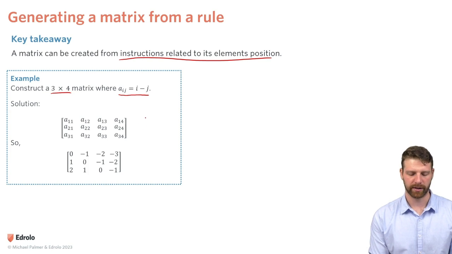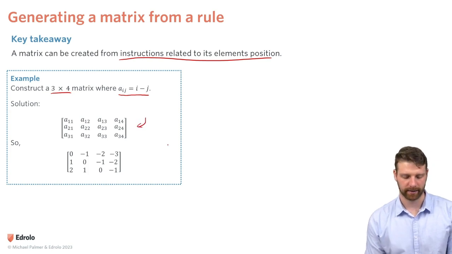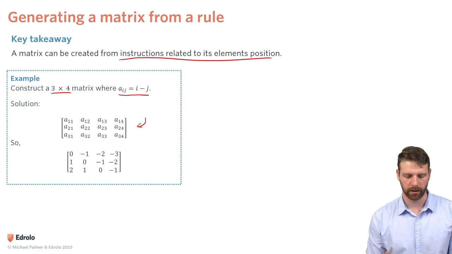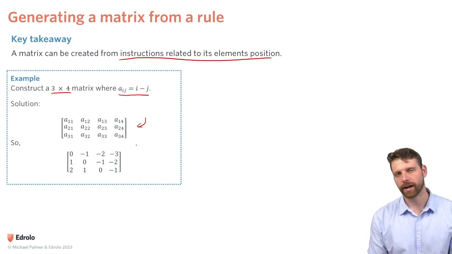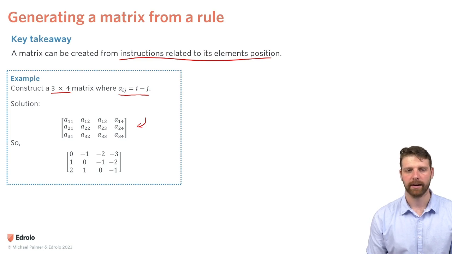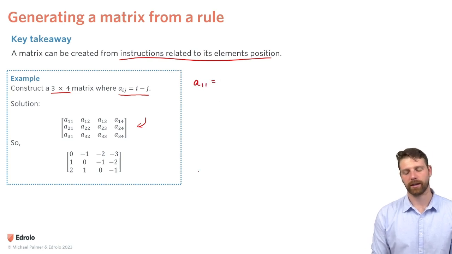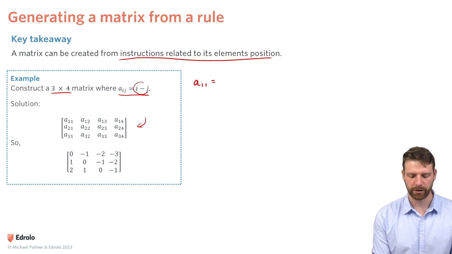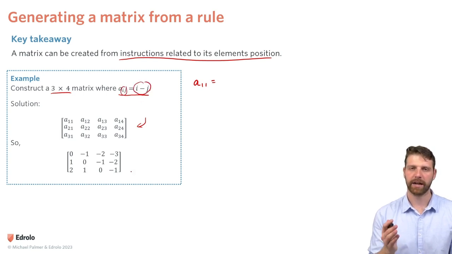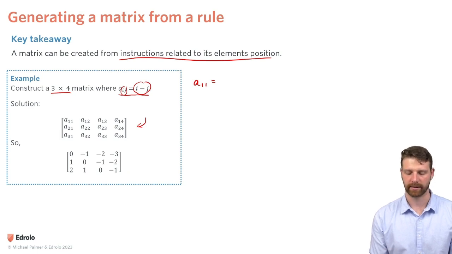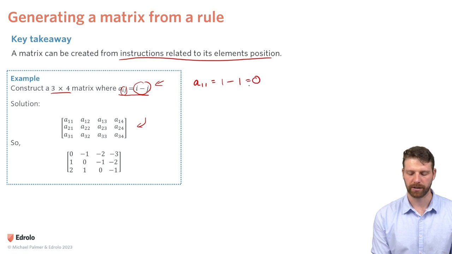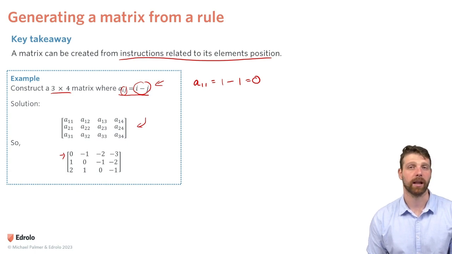And I've given an example of what I would draw out here. So I've drawn all the elements and where they belong. Then to work out what the value of those elements should be, I can do some working. So I'm going to work them out now. If I want to know what A11 is, then I need to follow the instructions here of i minus j. So I'm changing i for 1 and j for 1 in this case. So if I follow this rule, then that would be 1 minus 1, which is 0. And we can see here that that's the element that I've put in the first entry in the top left.